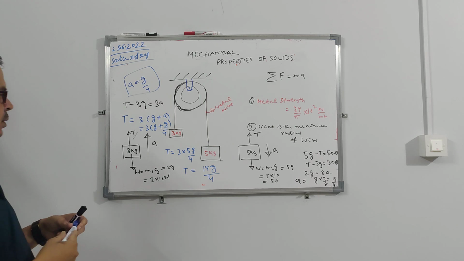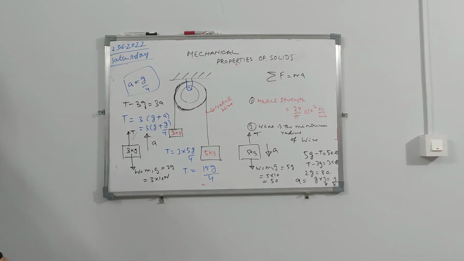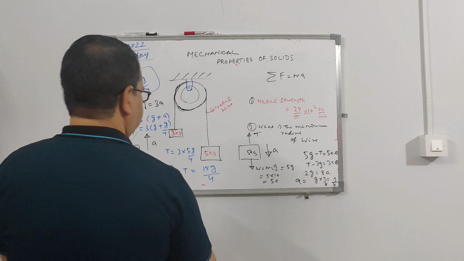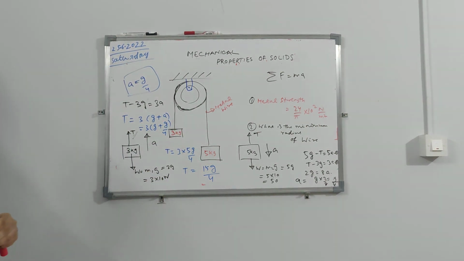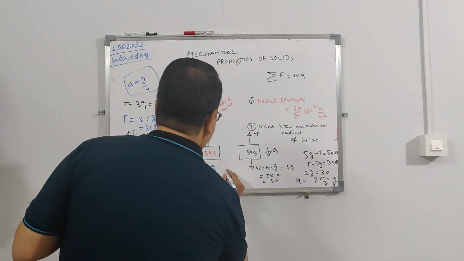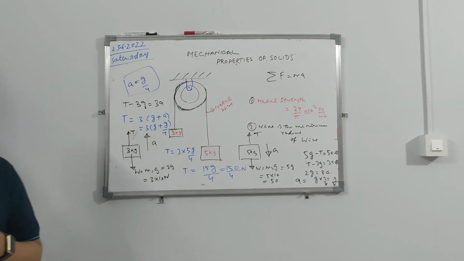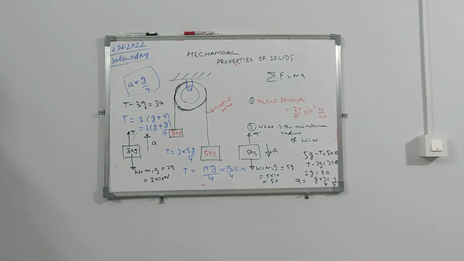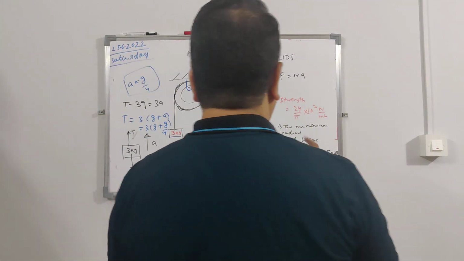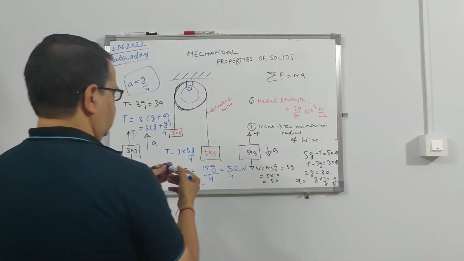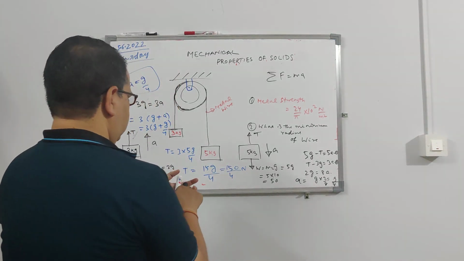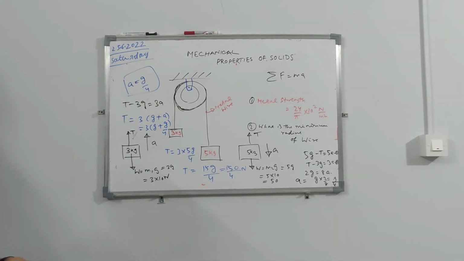So now this is the force acting on this wire. Let us say this is 15G by 4 Newton. So this is the force acting on the string. The question is, given the breaking strength, what is the minimum radius of the wire? Young's modulus may not be required, since the stress is given.